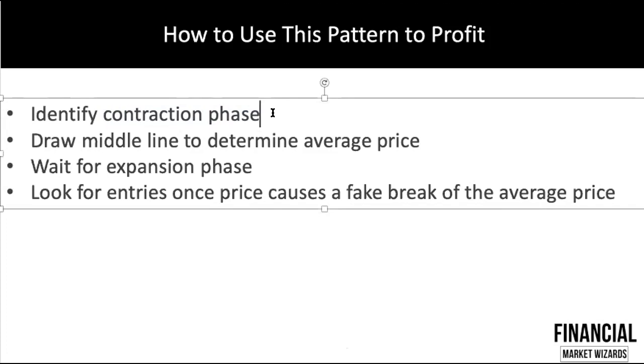Step 2 is to draw the middle line to determine the average price. Before you get confused with this, don't worry, we'll make it crystal clear for you. Step number 3 is to wait for the expansion phase, because after the expansion phase comes the trend phase, and remember that we want to be trading the trend phase. And step number 4, we look for entries once price makes a fake break of the average price.